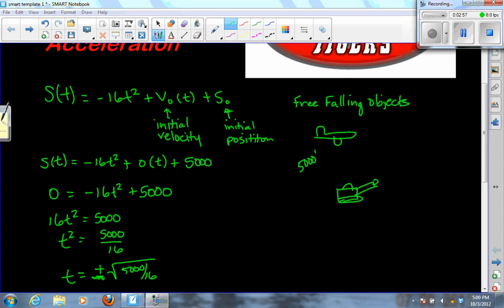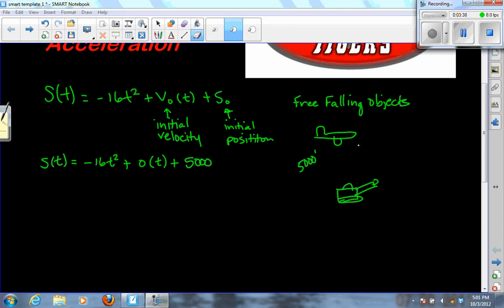So this would be 17.67 seconds. So that's how many seconds it would take for this bomb to hit this tank if it was just dropped. But you could maybe assume that this gets shot out of the airplane with an initial velocity of so much. Well, then you would put your initial velocity right here, and you would have to use something like the quadratic formula sometimes to solve this for t, or some other method like factoring. But either way, you just solve this for t.